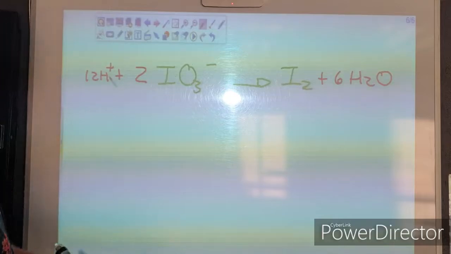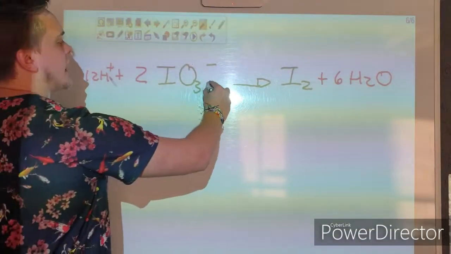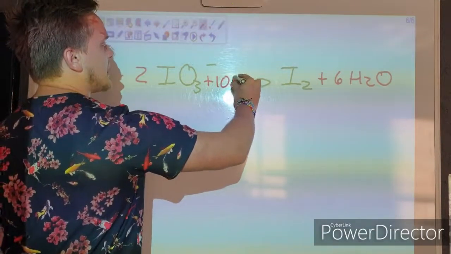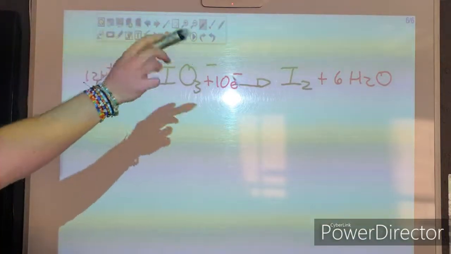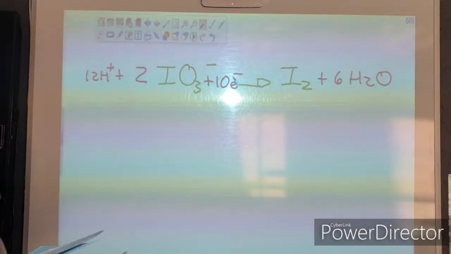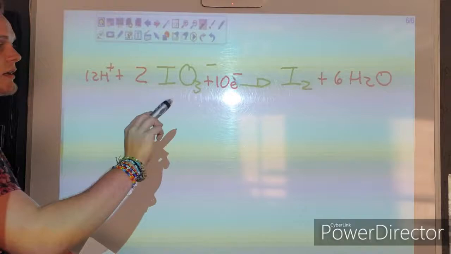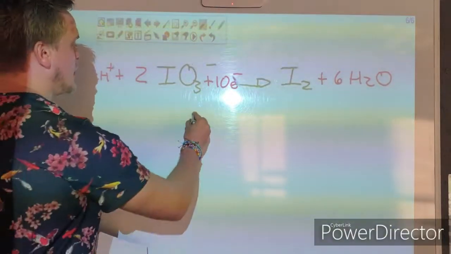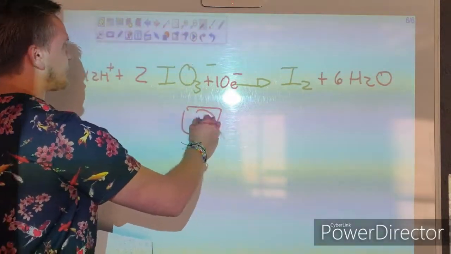So on what side do we need to add our electrons? We're going to add our electrons to this side, and we're adding 10 electrons so that we have a 0 charge on both sides. So the correct balancing using our ion electron method was option D.